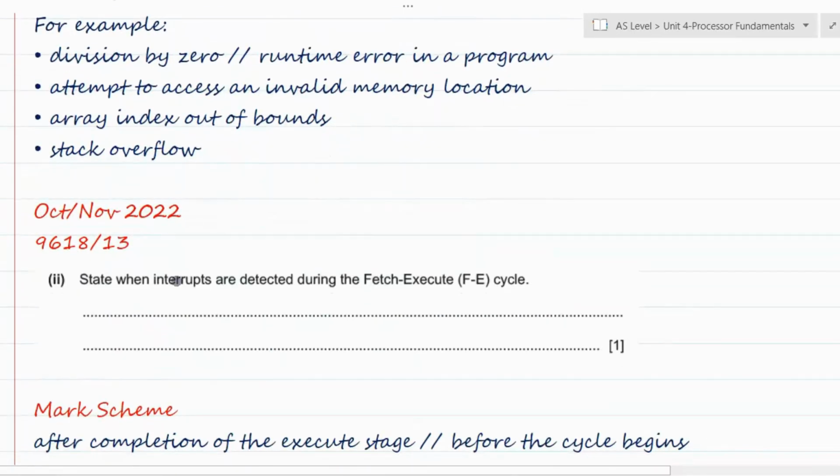One last question. State when interrupts are detected during the fetch, decode, execute cycle. I told you this is very, very important. So interrupts are handled only after completion of the execute stage or before the next cycle begins, not during the fetch, decode, execute cycle, right? So after completion of the execute stage.